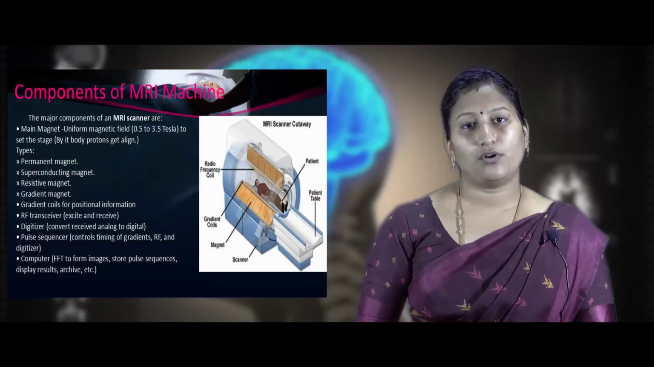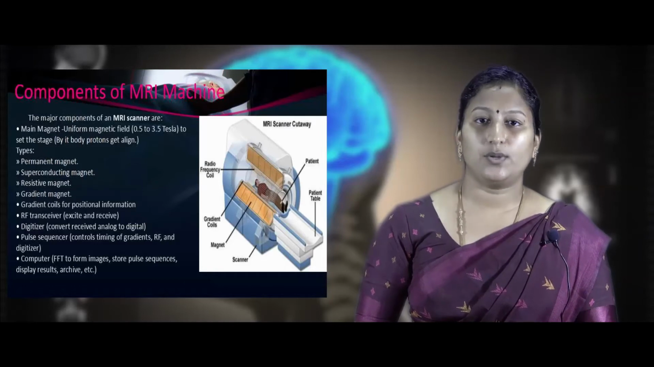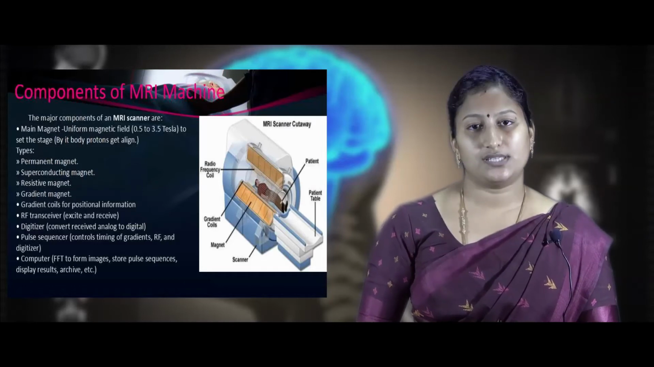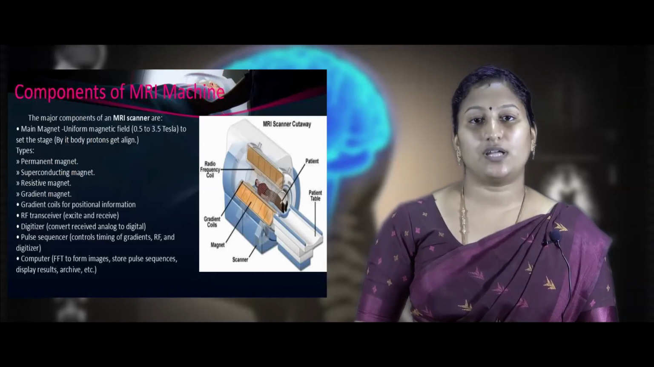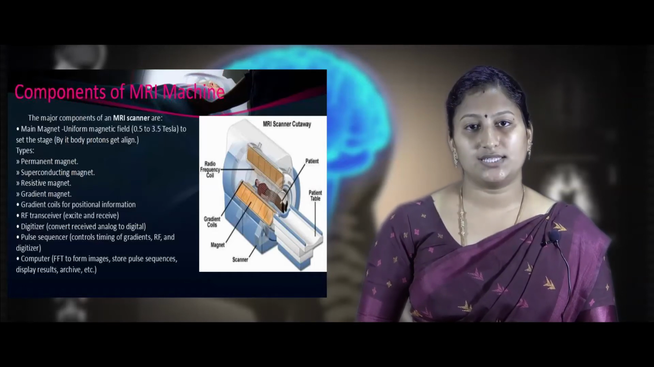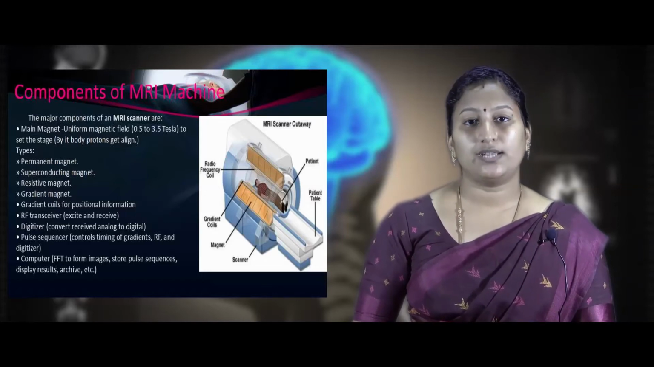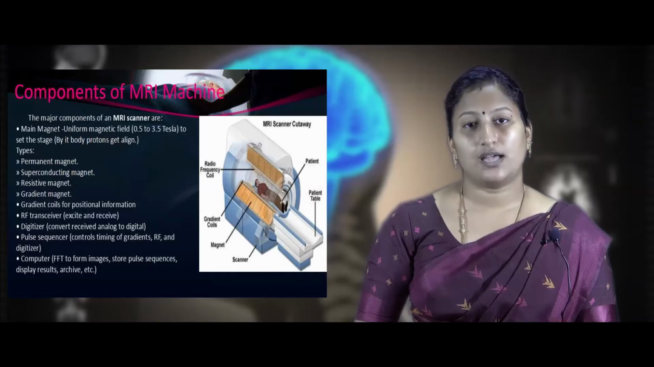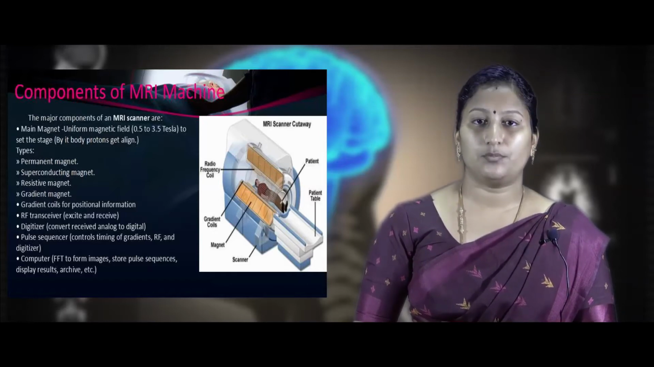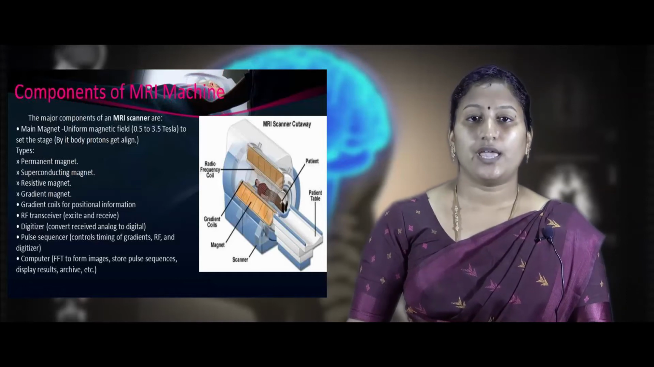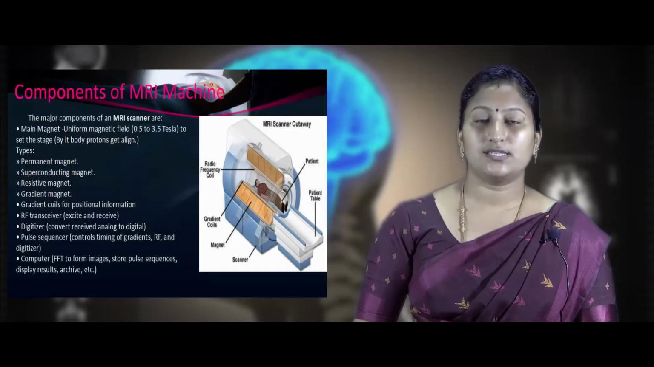Gradient coils for positional information, RF transceiver to excite and receive signals, digitizer in order to convert received analog signals to digital signals, pulse sequencer which controls the timings of gradients, RF transceiver and digitizer, and finally computer which uses FFT to form images and display results, etc.